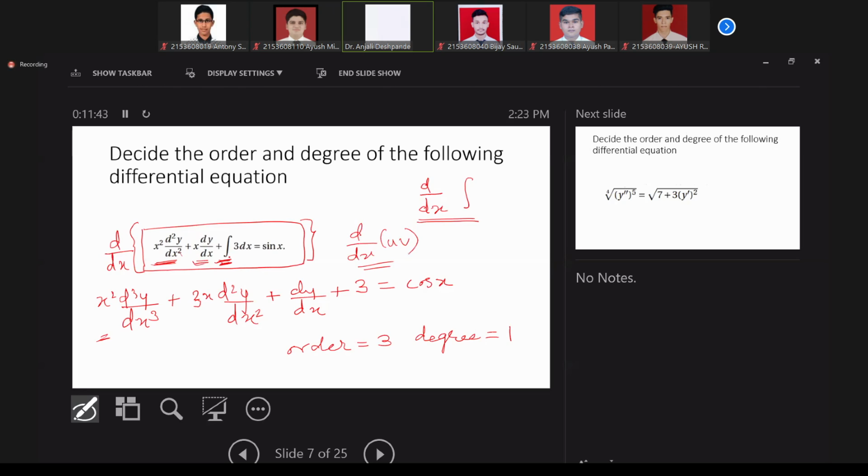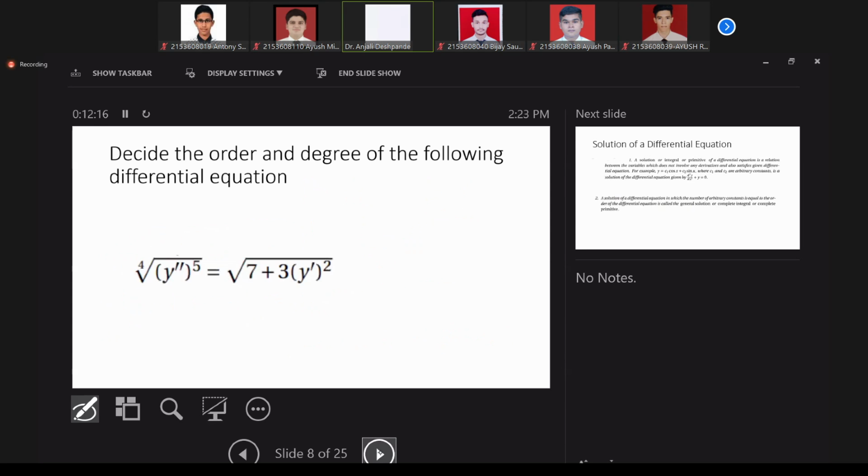And this integration is going to get cut. Why? Because integration is anti-derivative. So if I take d by dx of an anti-derivative, it is going to vanish, right? This is what we are talking about, anti-derivative. So this will vanish, this will be 3, and the derivative of sine, you know, is cos. Got it? Okay, if you have finished writing, then we can go to the next one.